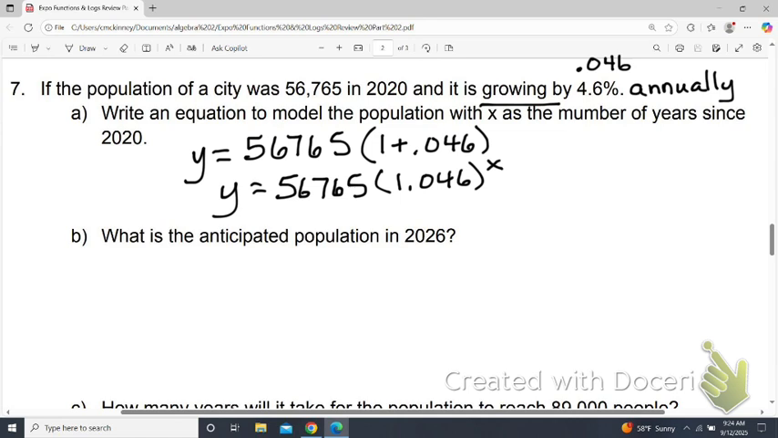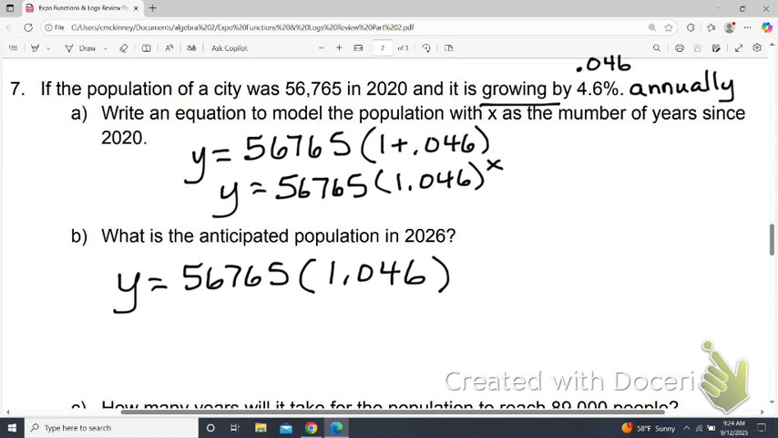And then, so here we're just using our formula, so y equals 56,765 times 1.046, 1 and 46 thousandths. And then exponent, what are we going to use for an exponent? Well, this was the number in 2020, this is the number in 2026. So you need to subtract those and think about how many years have passed.